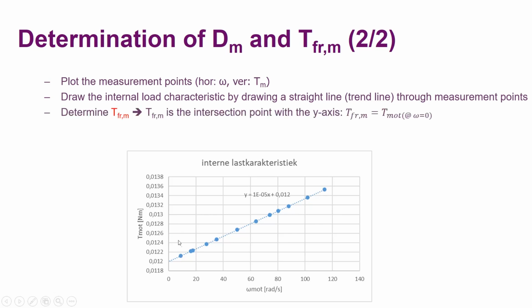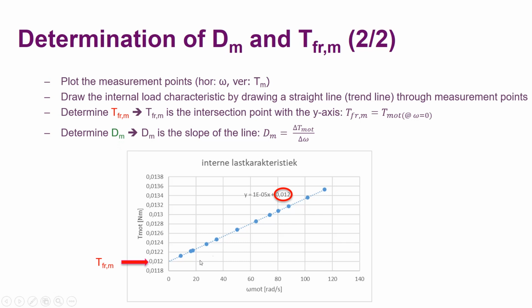By means of this characteristic, we can determine the friction and the damping. The friction, TFR, is the intersection point with the y-axis, so this point, where omega is 0. In this example, my friction torque is 0.012 Newton meter, or 1.2 Newton centimeter.